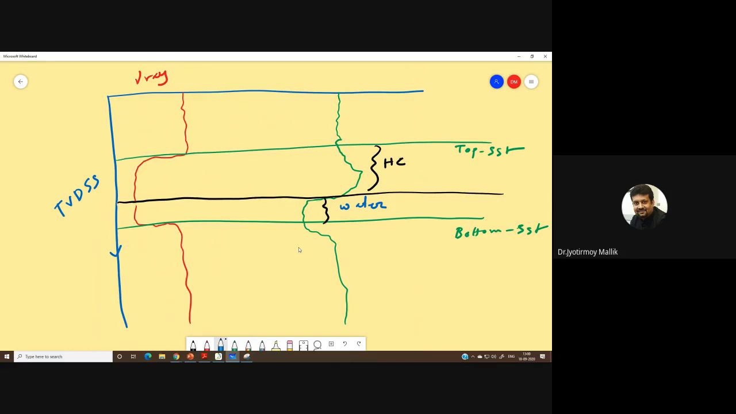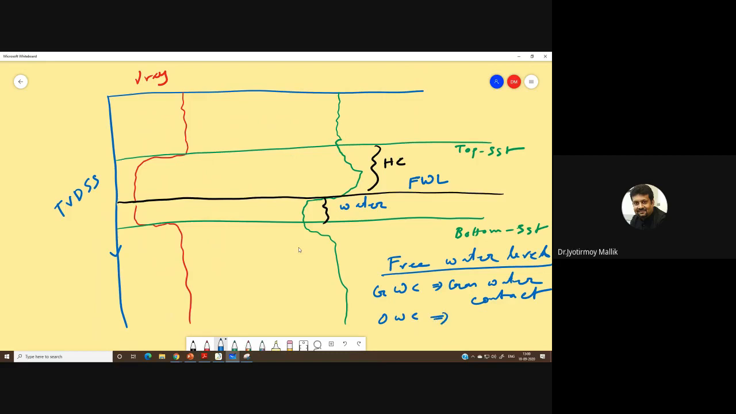Now, this is the contact between hydrocarbon and water. This depth is called FWL, free water level. More specifically, this can be GWC, gas water contact, or OWC, oil water contact, either of them. In general, it is called free water level, and more specifically, it can be a gas water contact or an oil water contact.